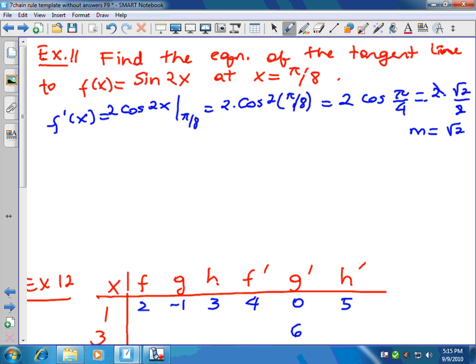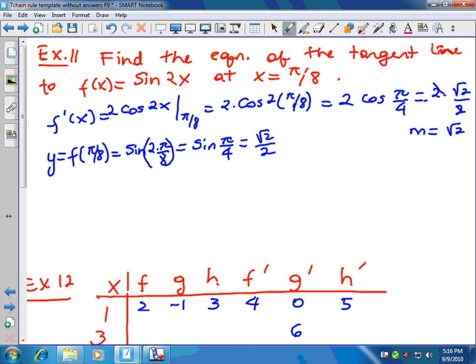Okay. Now we need a y-coordinate. To get a y-coordinate, we always go to the original function. So y equals f of pi over 8. So let's plug it in the original function. Sine of 2 times pi over 8. So now we're looking at sine of pi over 4. And that is root 2 over 2 as well, right? At 45 degrees, sine and cosine are equal, so this is also root 2 over 2.